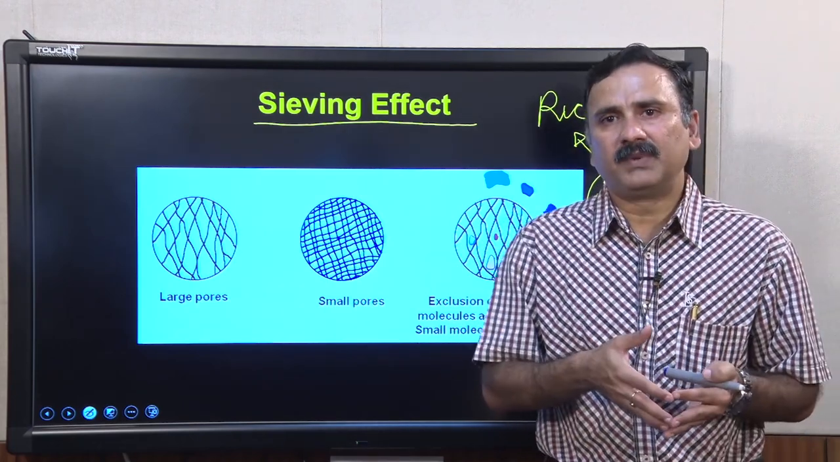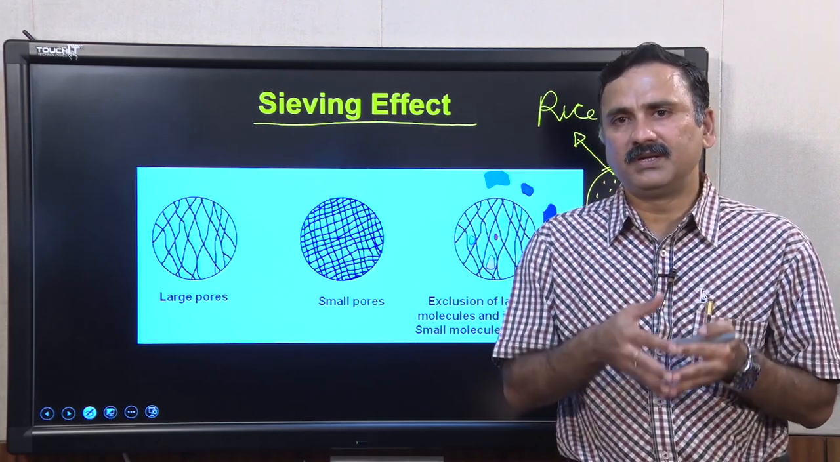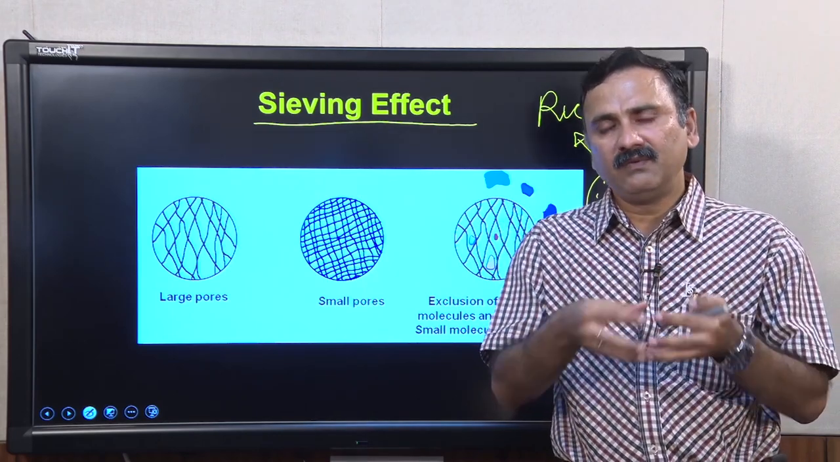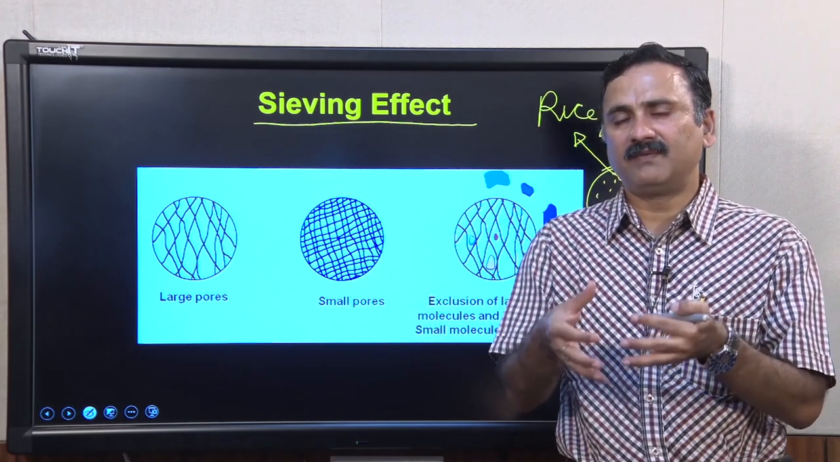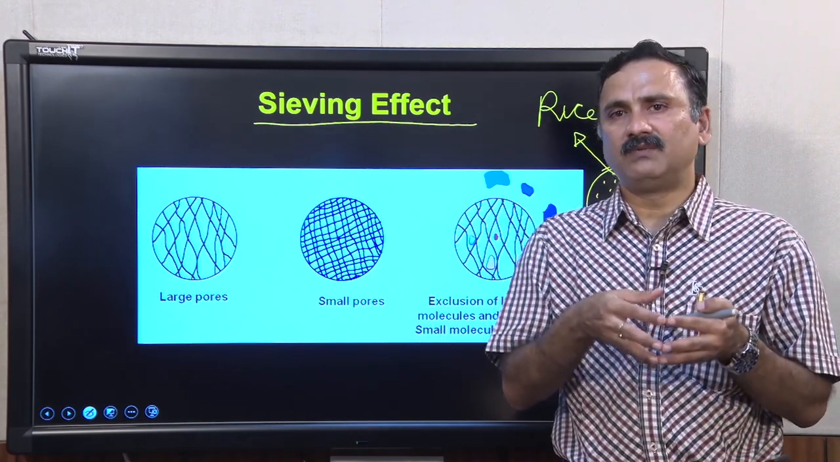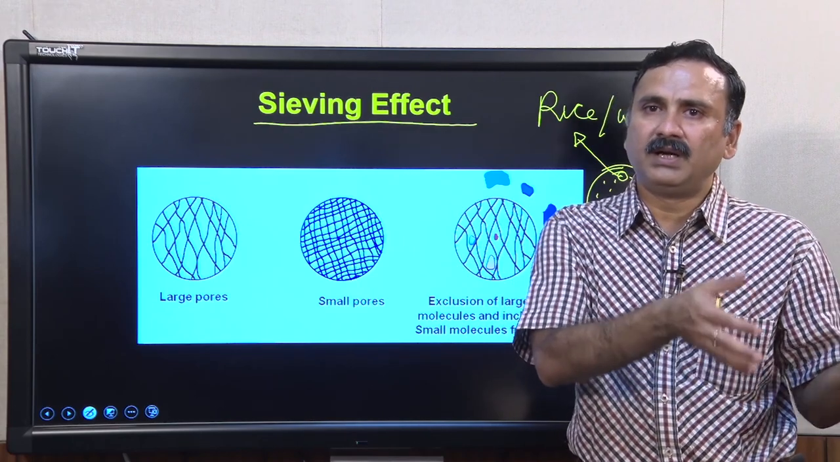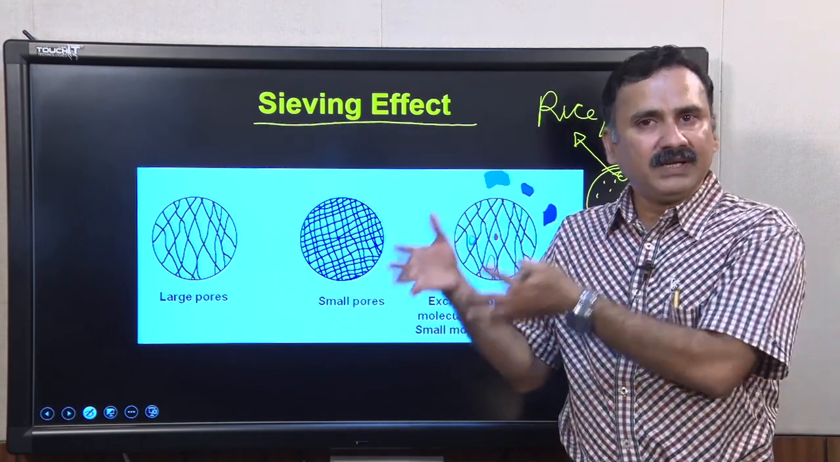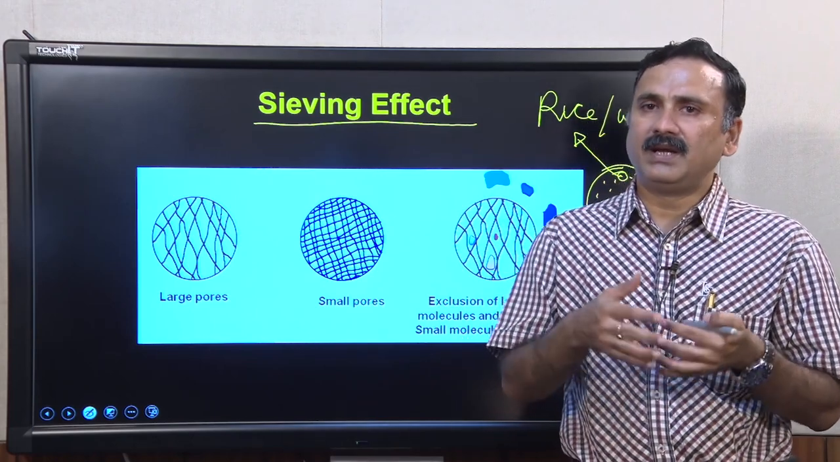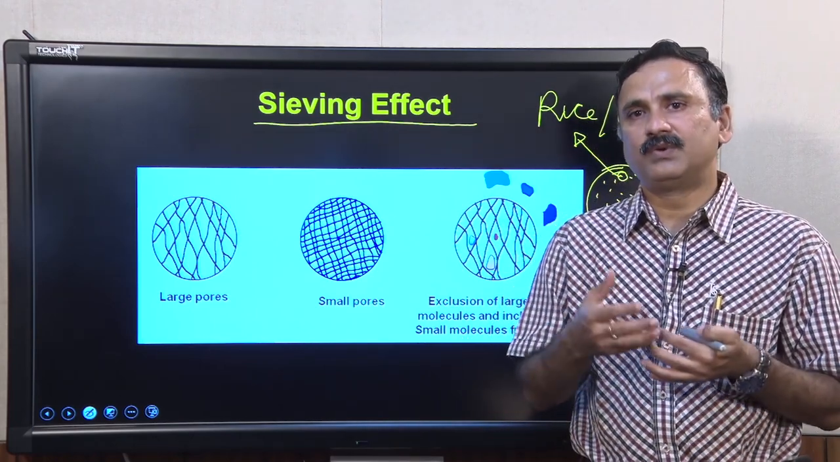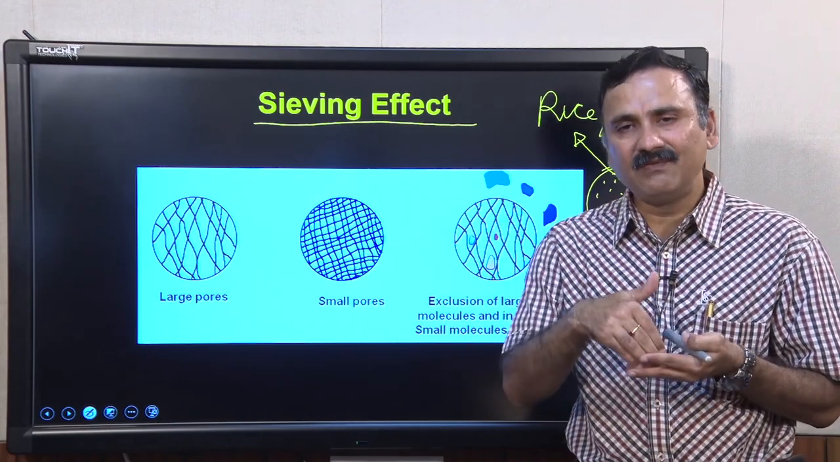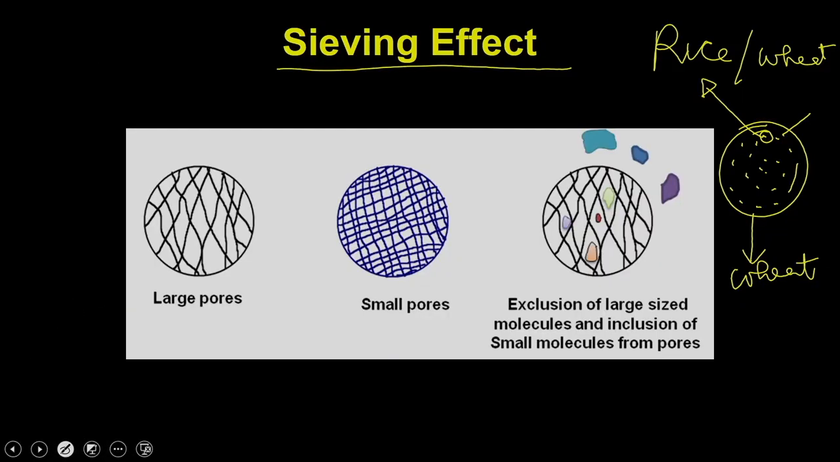Similarly, the same principle can be used to distinguish or purify different types of proteins. As you have seen, we have proteins of different sizes, starting from 1.53 nanometer to 20 nanometers. So, you can take a sieve and start filtering the proteins through it, and ultimately the larger molecules will remain on top and the smaller molecules will pass through.